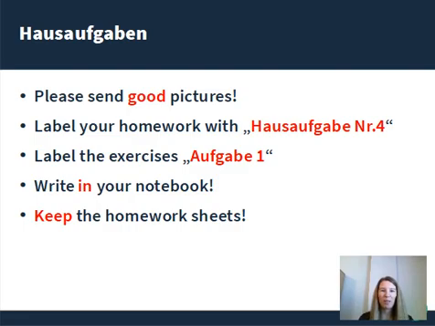Second, label the homework. Some of you are sending me pictures, but you actually just take very small pictures of what you're writing, but there's no information whether you're sending me homework number 1, 2, or 3, whether it's exercise number 1, 2, or 3. So please label everything correctly with homework and Aufgabe 1, Aufgabe 2, and so on. I think it should go without saying that you should always write in your notebooks, not just on pieces of paper, and keep the homework sheets. If you print them out, please keep them.